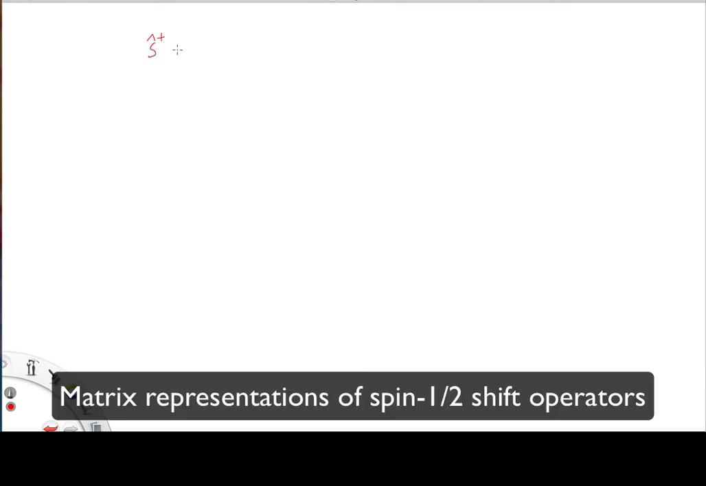Similarly, I can form the S plus operator by adding the Sx operator with i times the Sy operator, and it can also be represented as a 2x2 matrix. The element we're looking at there is the bracket between the alpha state, the S plus operator, and the beta state. And we can examine the action of S plus on the state beta.